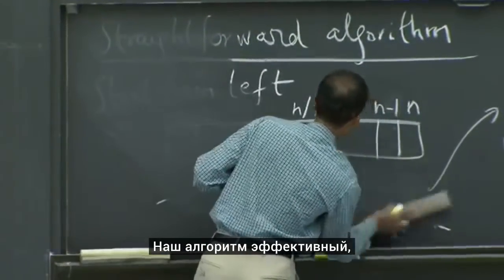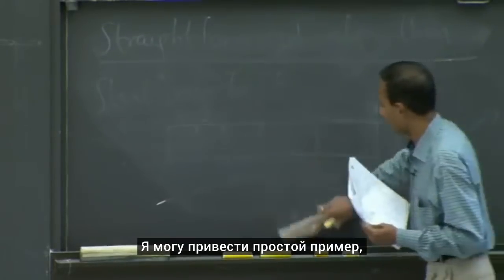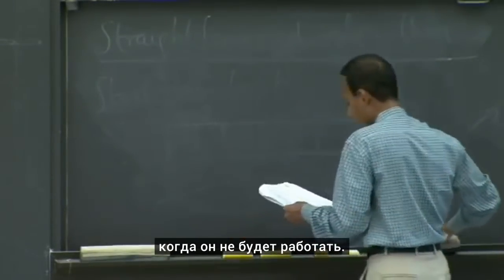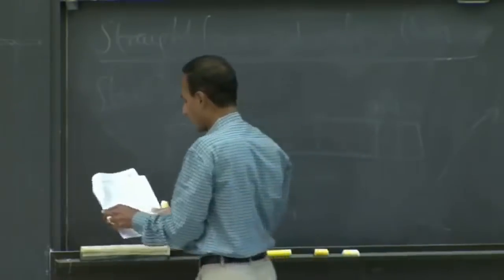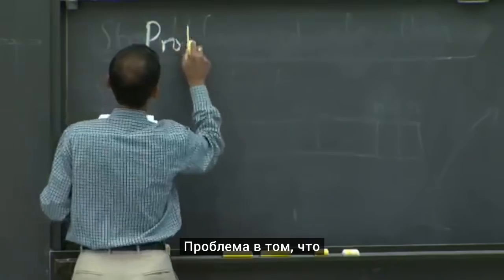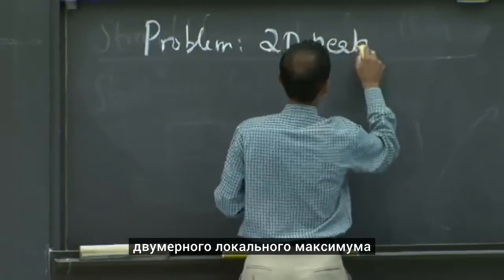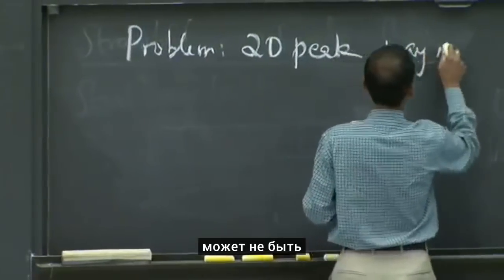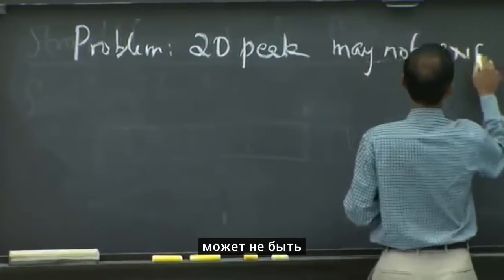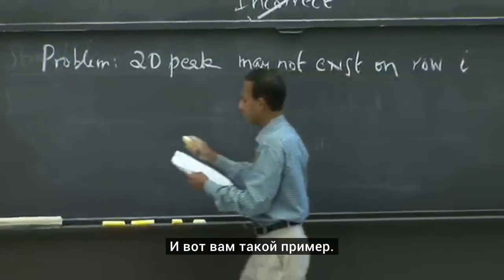So this is an efficient algorithm in the sense that it would only take log n time, but it doesn't work, and I'll give you a simple example here where it doesn't work. The problem is a 2D peak may not exist on row i. And here's an example of that.